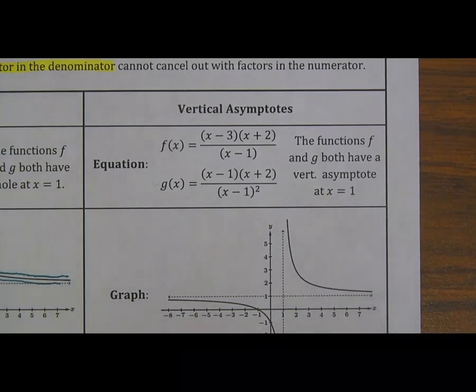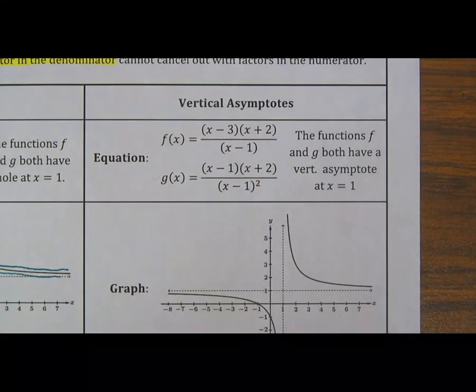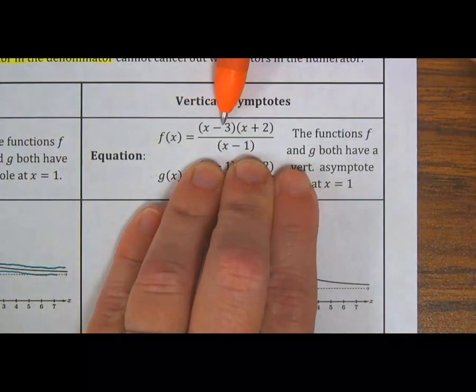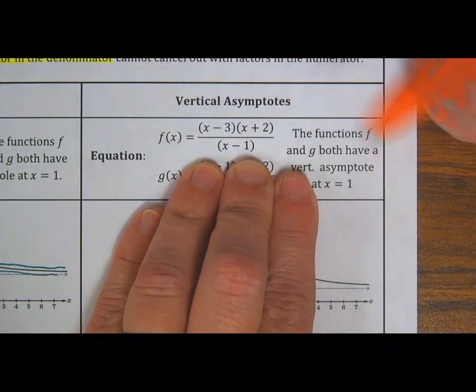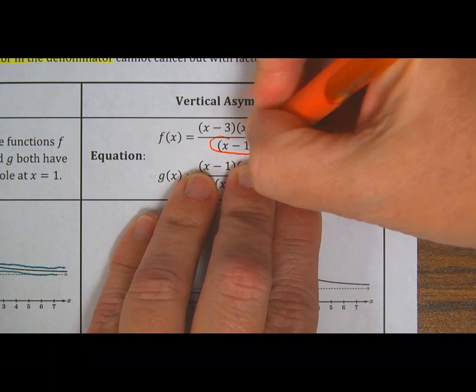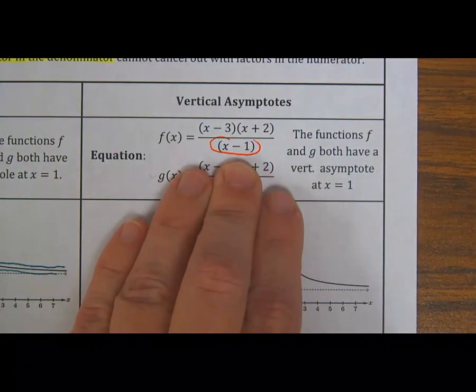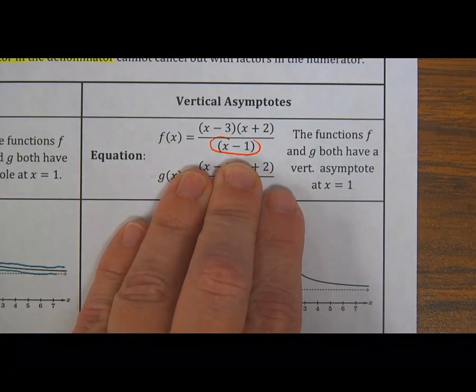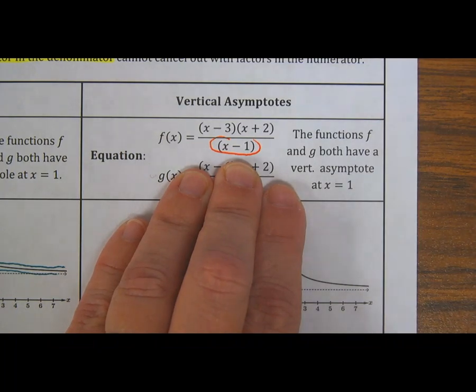Now, vertical asymptotes. Here's a couple of situations of functions that have a vertical asymptote. I want you to notice, like f of x, nothing cancels. And so what I have left down here in the denominator is that x minus 1. That didn't cancel out with anything on the top. That means we have a vertical asymptote at 1.